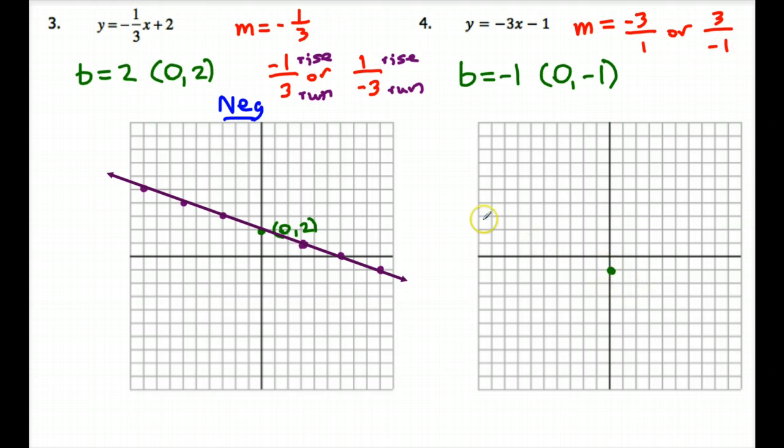Okay, so going back to my y-intercept here, which again was 0, -1, I can either go down 3 first, and then I would go to the right 1, and follow that pattern over and over again. Down 3, right 1. Or I can go back to my y-intercept. I can treat it as positive 3 over -1, which makes me go up 3 and left 1.